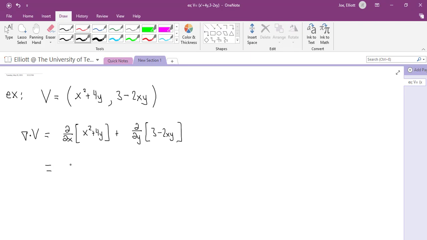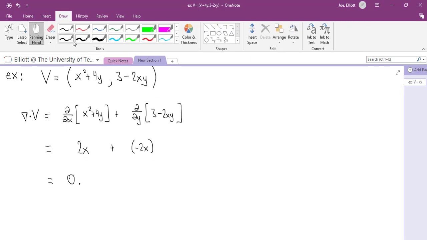Okay, so here the partial derivative with respect to x, that's 2x. And here the partial derivative with respect to y is negative 2x. So we see that everything cancels out, and so in fact the divergence of v is equal to 0. So since the divergence of v is equal to 0, that means that you can think of v as the velocity field of an incompressible flow.